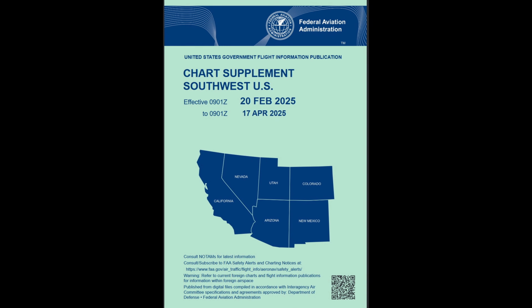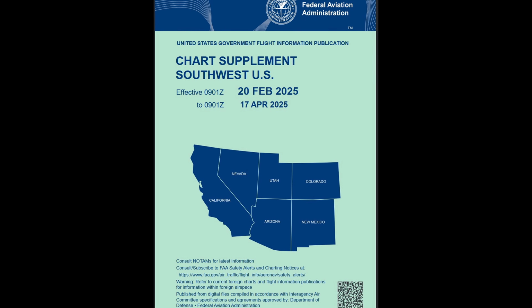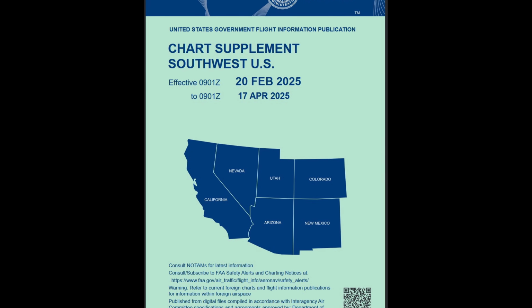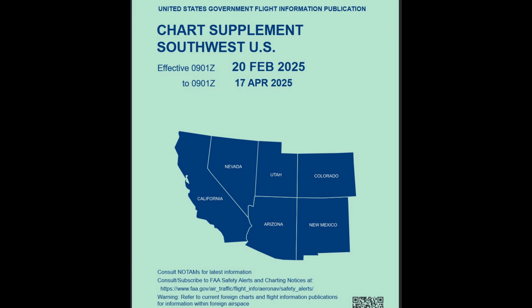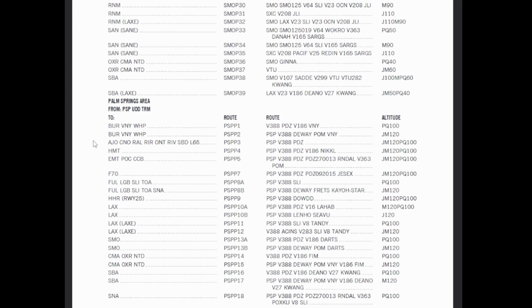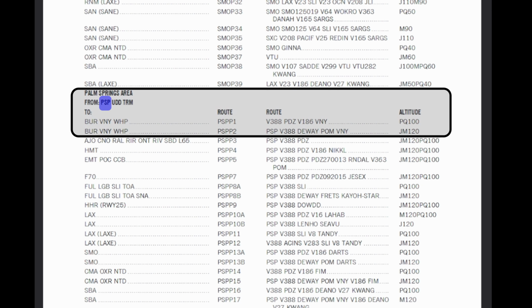I will put a link in the description below, but you can also of course just Google FAA chart supplements, and that should bring you right to it. Then we scroll down to the TEC routes section and find our departure area, which is Palm Springs and the Palm Springs Airport, Papa Sierra Papa. And then we find our arrival airport, which is Burbank, Bravo Uniform Romeo.